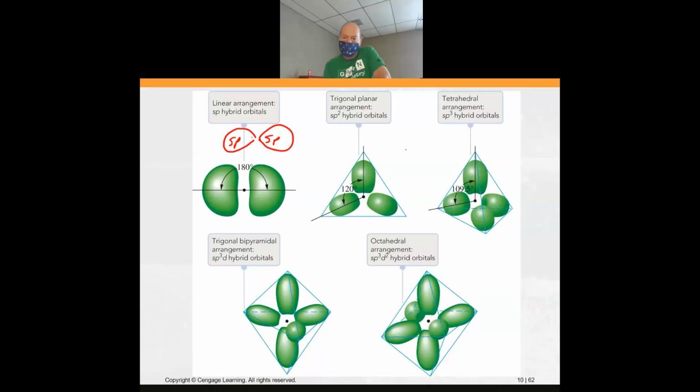SP2, I will write it this way. And I will write SP2 on each one. All right, and then here again, I will just write SP3 in each one of these. The way I would do that one though, in order to know that it's tetrahedral on a two-dimensional board, I don't draw the tetrahedron. I put a dash and a wedge, and I write SP3.